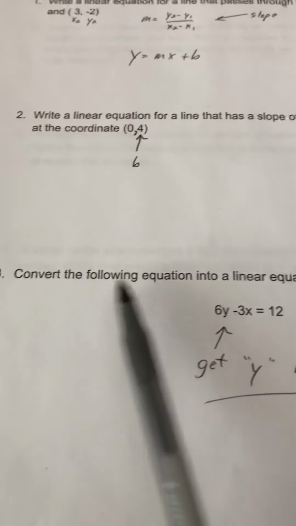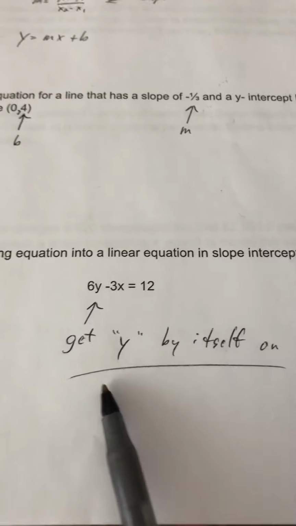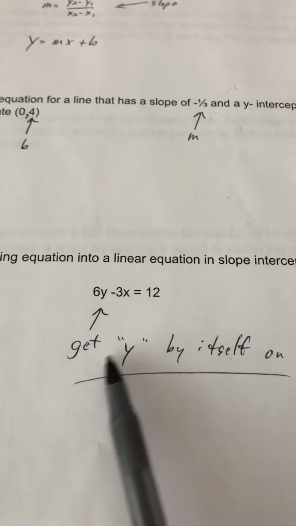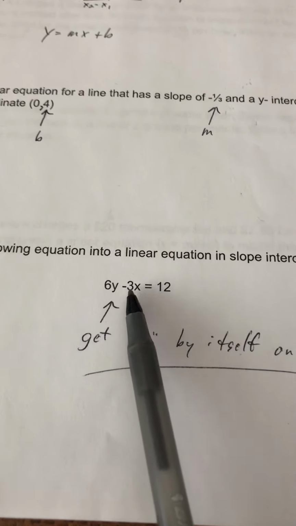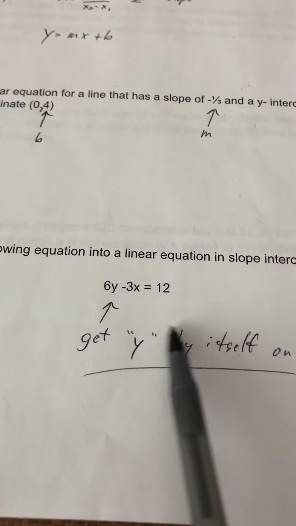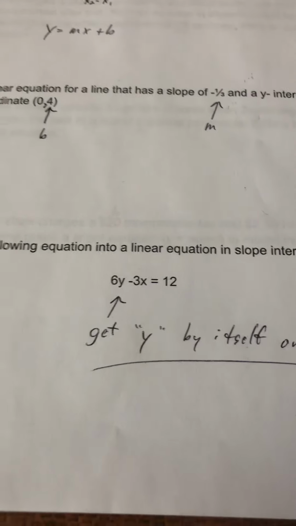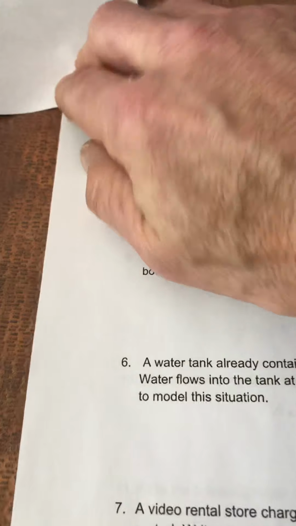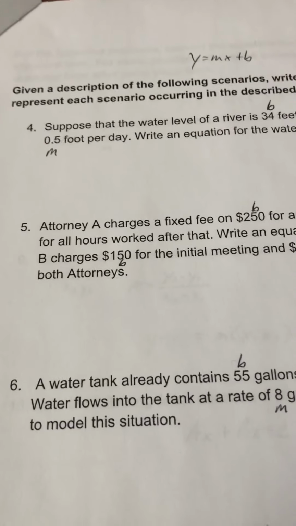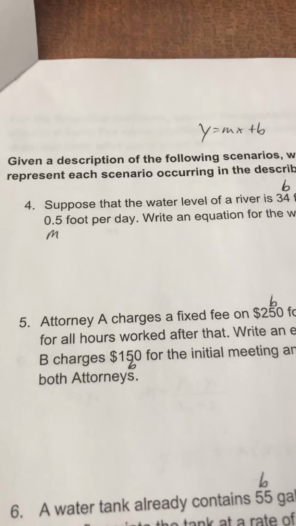Number 3, convert the following equation into a linear equation in slope-intercept form. In other words, you want to get y by itself on one side of the equation. Okay, so you're going to add 3x to both sides, and then you're going to divide everything by 6. That would get y by itself. Hopefully you're pausing this and slowing it down as I'm just reading through it. I'm just hoping that you take your time through this. No way you could do it this fast.